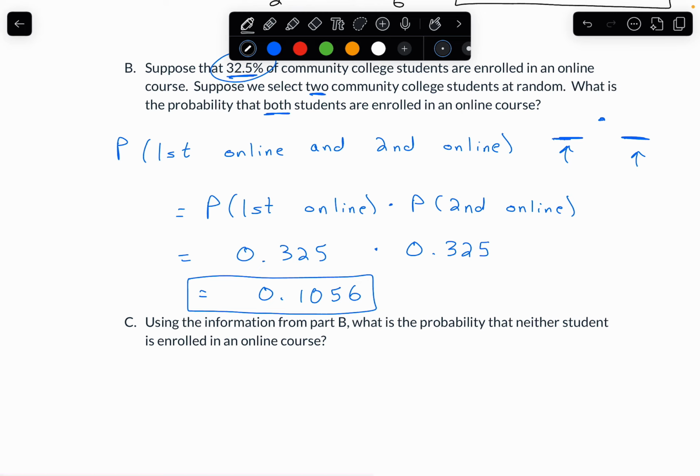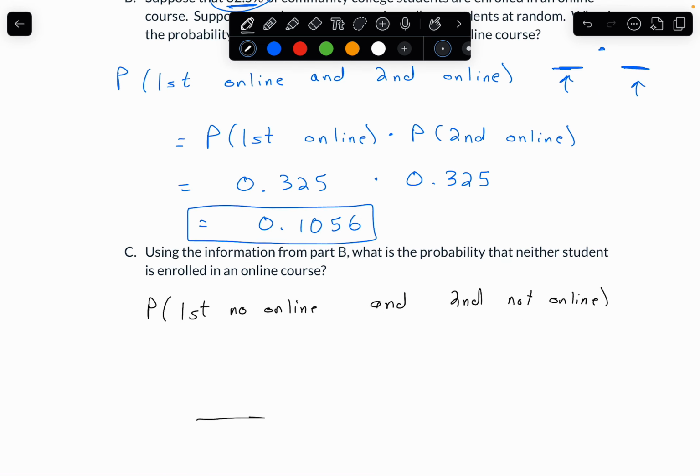In the next example, it says, using the information from part B, what is the probability that neither student is enrolled in an online course? So in this case, I want both students to not be enrolled in an online course. If I wanted to write this out as an and statement, I want the first to be not online, and the second to be not online. So I'm really taking the probability that the first is not enrolled in an online course, and I'm going to multiply that by the probability that the second is also not in an online course.